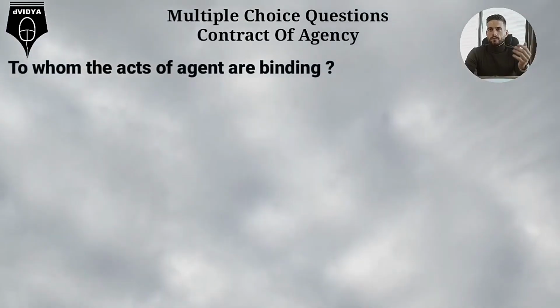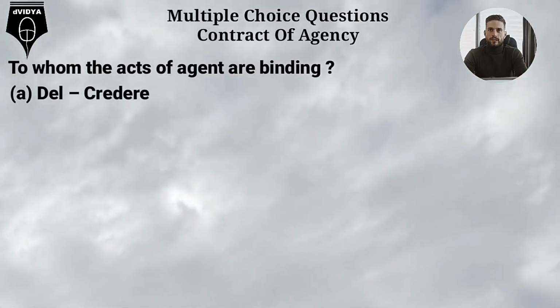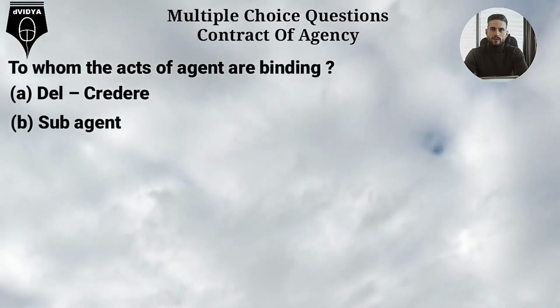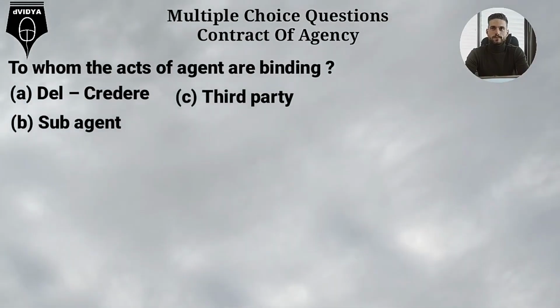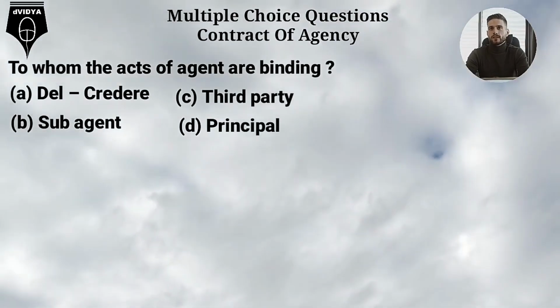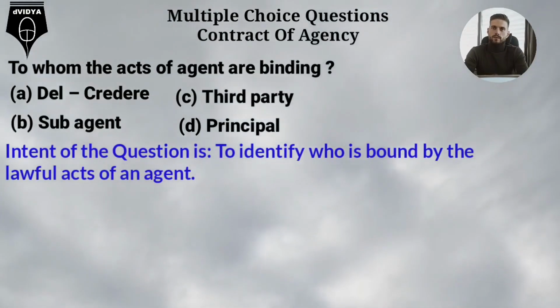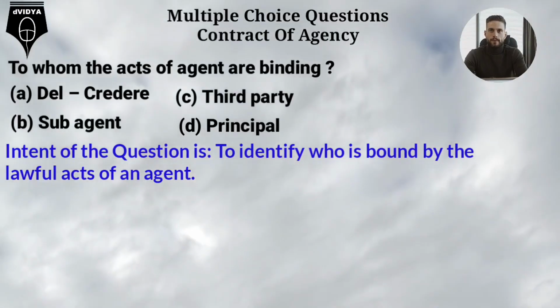To whom the acts of agent are binding? Option A. Del credere agent. Option B. Sub-agent. Option C. Third party. Option D. Principal. Intent of the question is to identify who is bound by the lawful acts of an agent.